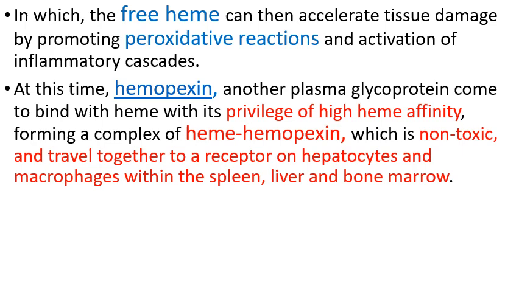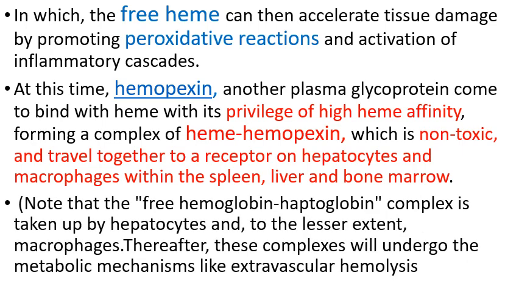At this time, hemopexin. What is hemopexin? Hemopexin is another plasma glycoprotein which binds with the heme. It has a high heme affinity, forming a non-toxic hemopexin complex, which travels together to the receptor in the hepatocyte and macrophage within the spleen, liver, and bone marrow. We have to note that the free hemoglobin-haptoglobin complex is taken up by the hepatocyte and to a lesser extent by the macrophage. Therefore, this complex will undergo a metabolic mechanism like extravascular hemolysis.